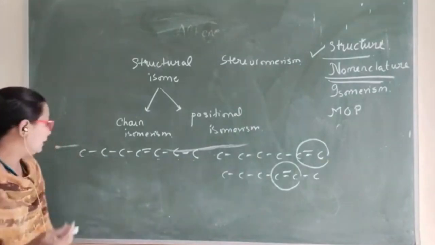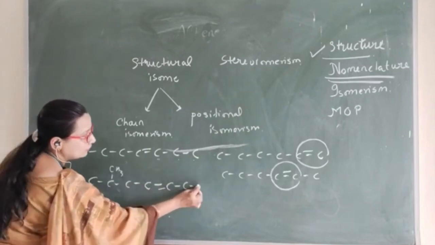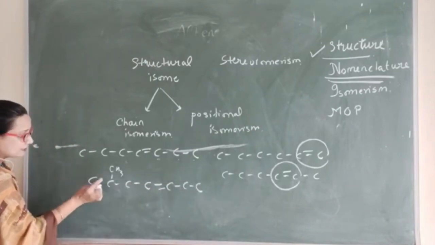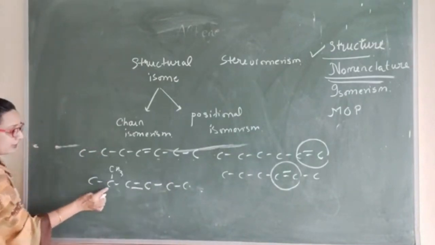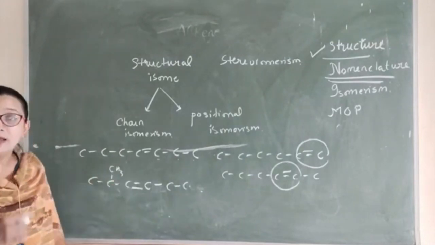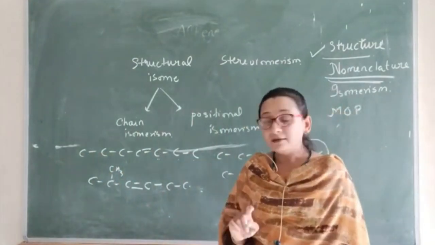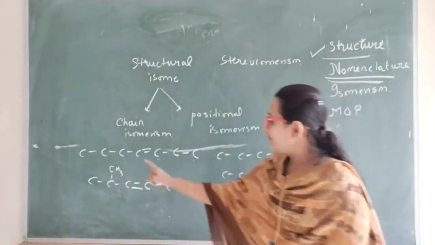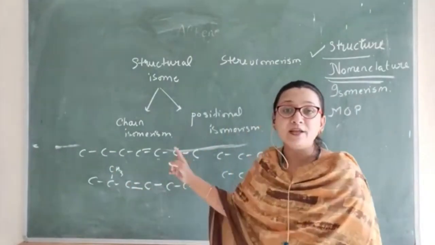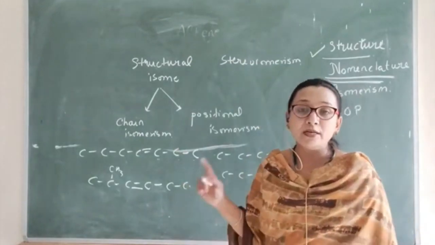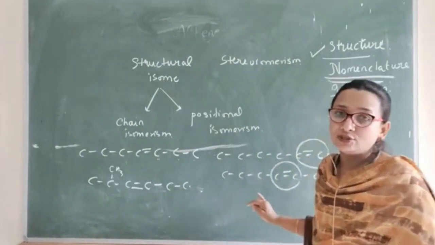Another chain could have been like this, with a methyl group, 1, 2, 3, 4, 5, 6, 7. This is another heptene, another compound containing 7 carbons. But this is, for example, a straight chain, whereas this is a branched chain. So both of them are chain isomers of each other. So alkenes show not only chain isomerism but also positional isomerism.